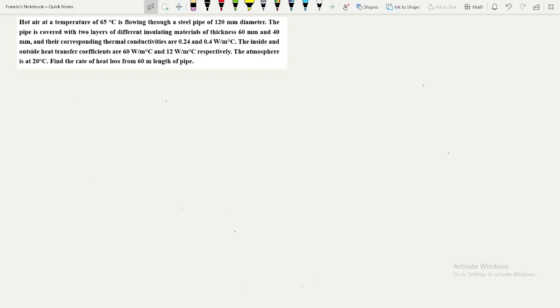So today we have a question which says that hot air at a temperature of 65 degrees Celsius is flowing through a steel pipe. So this is our pipe, right? A steel pipe of 120 millimeter diameter. They didn't tell us whether the pipe diameter was the inside or the outside.